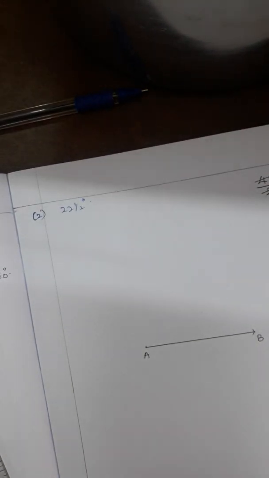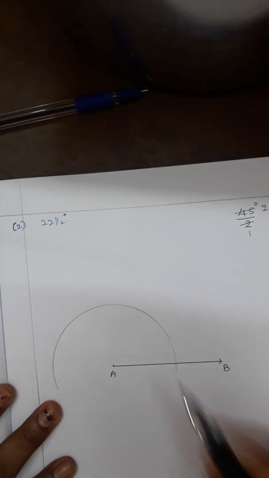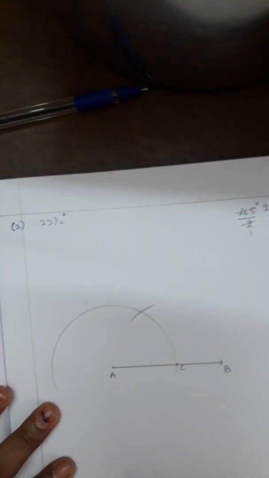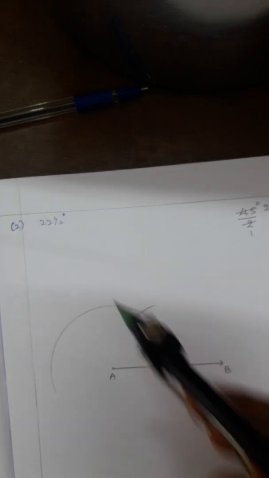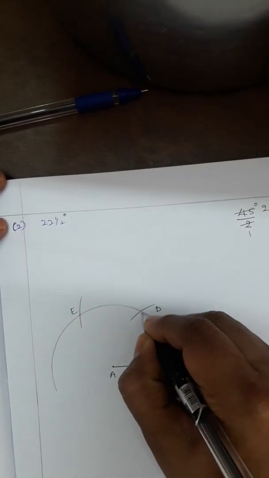Now with A as center, with any convenient radius, cut the arc. Call this point C. Now with C as center, with the same radius, cut the previous arc. This gives you 60 degree. With this as center, with the same radius, cut one more arc. That gives you 120 degree. Call this point D, this E.